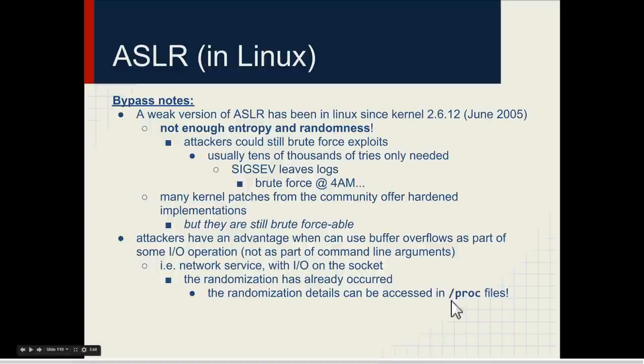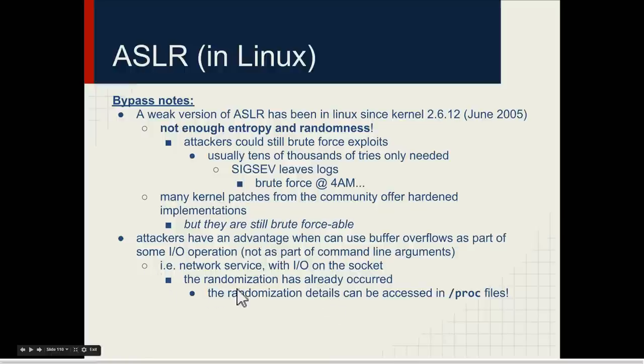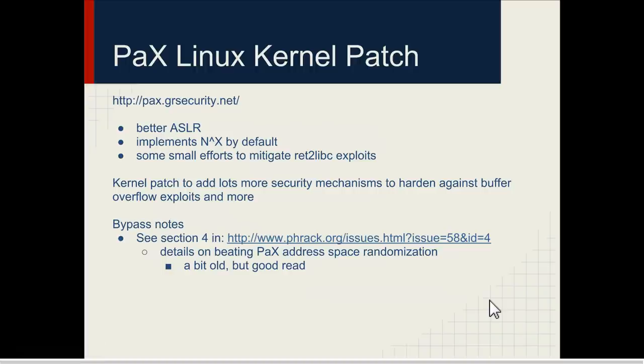It's important to lock down the permissions of proc files, because all the randomization details for the memory map of a process can be accessed in those proc files. So this brings us to patches that harden this algorithm. One of the first more popular ones is known as PaX. It offered better ASLR. It implements the NX bit by default for Linux systems that perhaps were installed on legacy machines, and that wasn't implemented in that version. And there's some small efforts also to mitigate return to libc exploits.